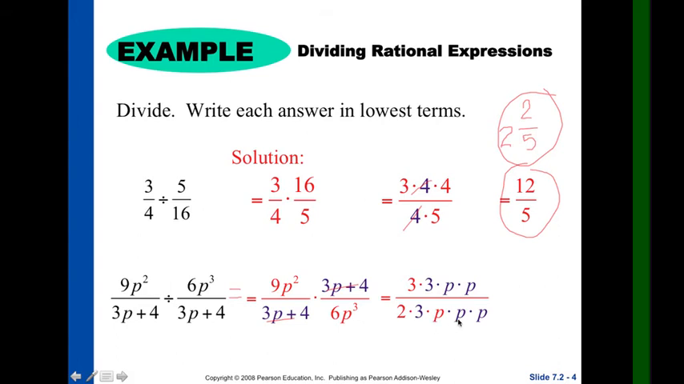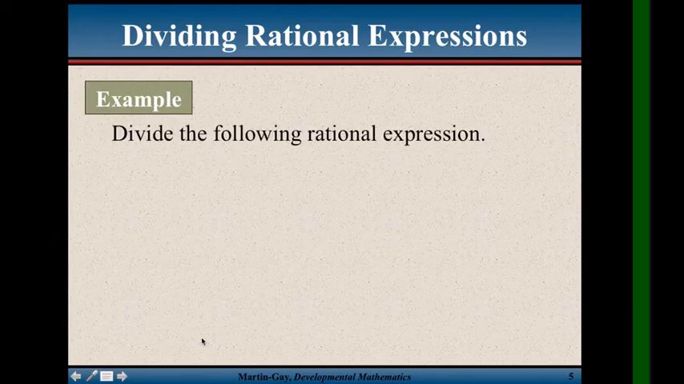So, we have p, and p. So, for this portion, pwede pa tayong mag-cancel ng mga letters and numbers. At ang matitira na lang ay 3 over 2 times p is 2p. So, ito na yung final answer natin para sa division ng ating rational expressions na given. Okay? Now, let's have another example.